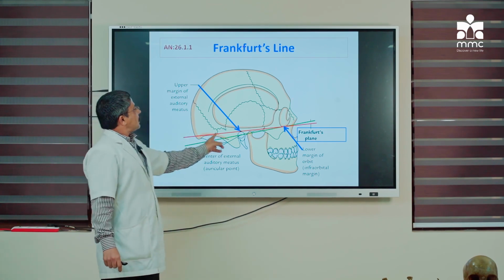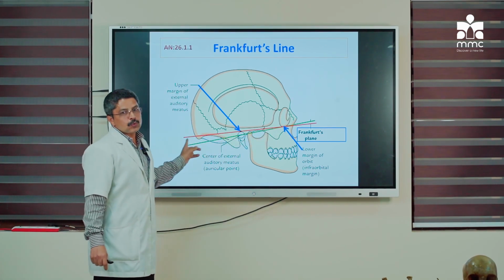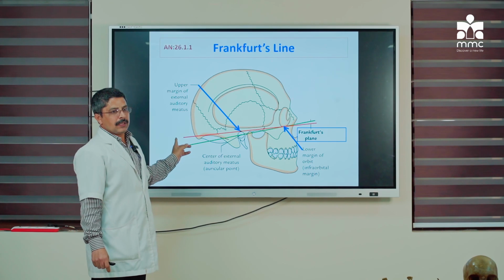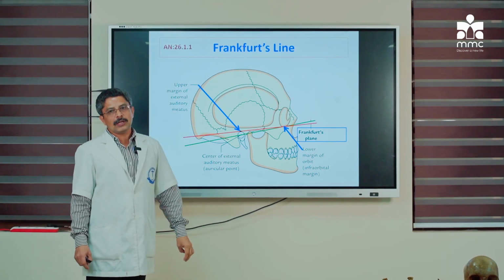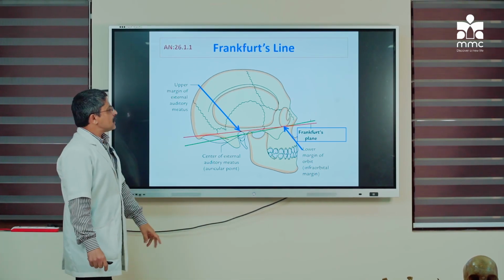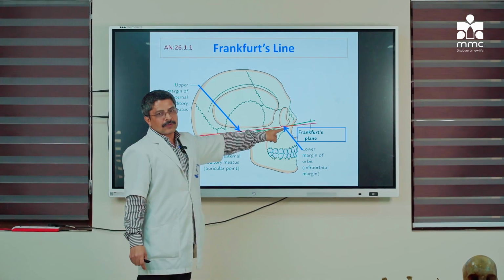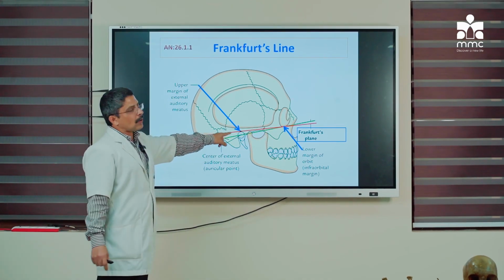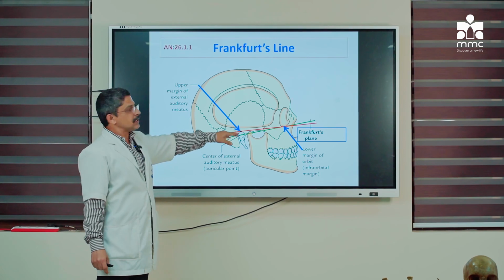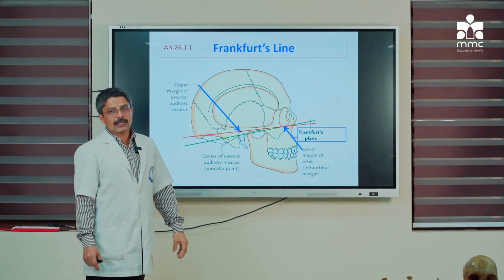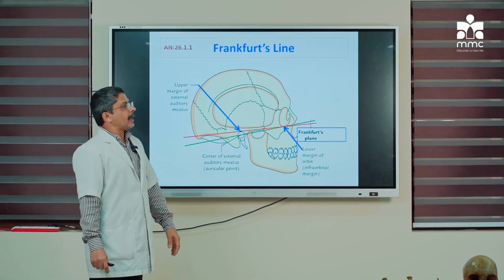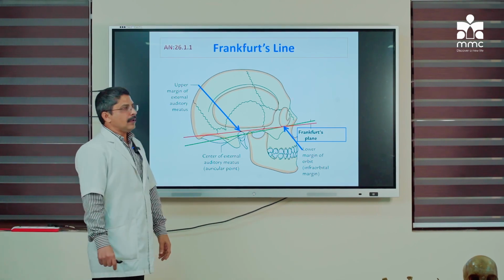The line or plane passing through these two points, A as well as B, should be a horizontal line. The horizontal line passing through the lower border of the orbit and the upper border of the external acoustic meatus is called Frankfurt's line, which determines the anatomical position of the skull. That is the first one.